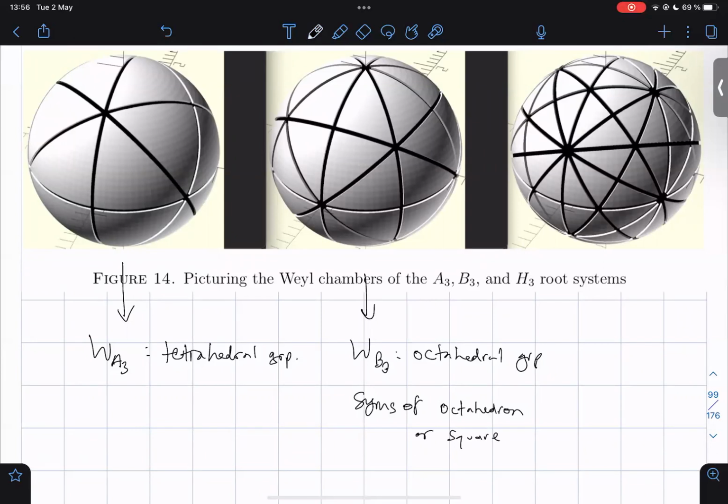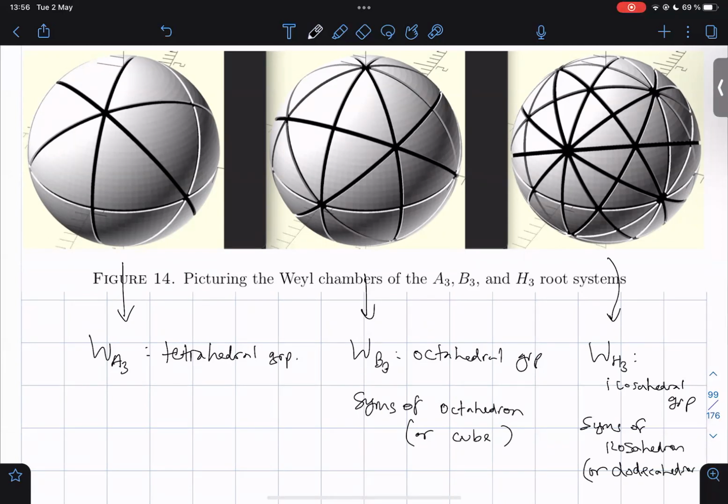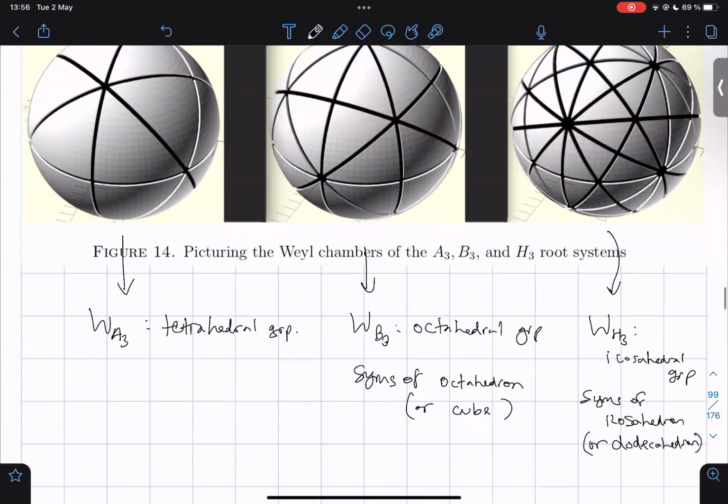And at the same time, it's the symmetries of a cube. Okay. This last one, the Weyl group of H3, this is called the icosahedral group. Okay, so symmetries of the icosahedron or the dodecahedron. Okay.